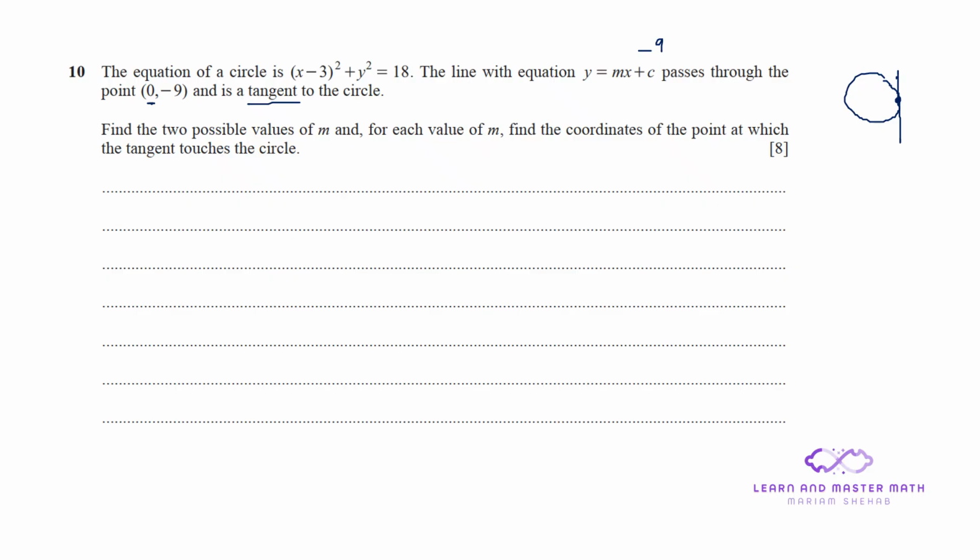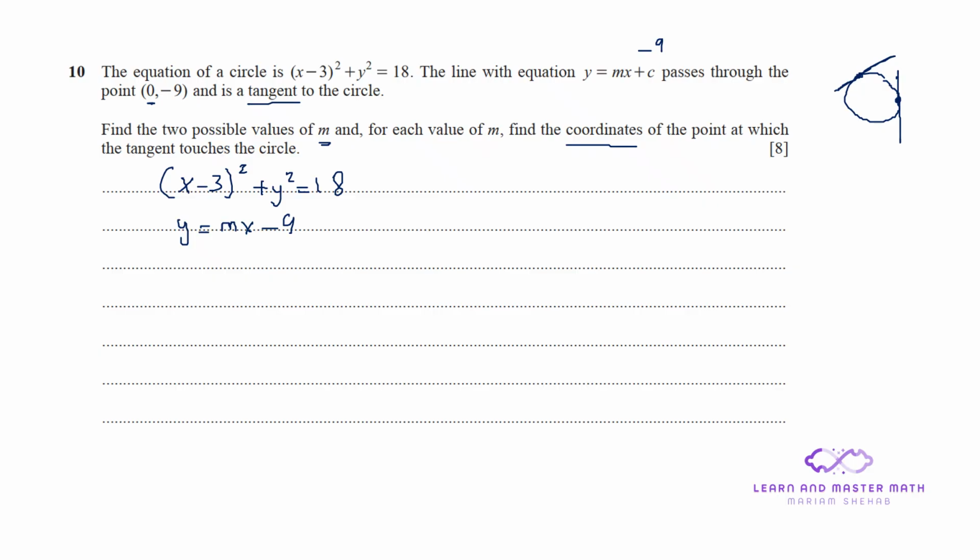Find the two possible values of m. For each value of m, find the coordinates of the point at which the tangent touches the circle. Well, we have two possibilities maybe. First, let's find the m value. We need to solve this simultaneously: the circle equation (x minus 3) squared plus y squared equals 18 and the straight line y equals mx minus 9.